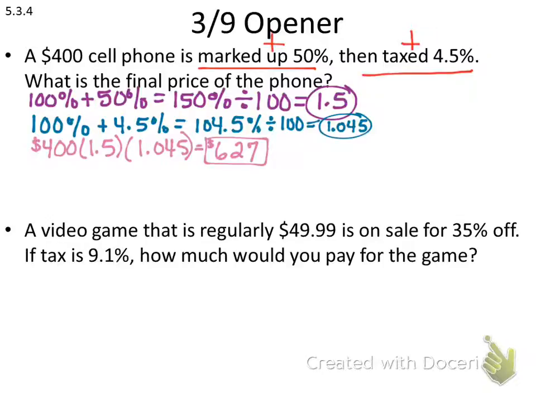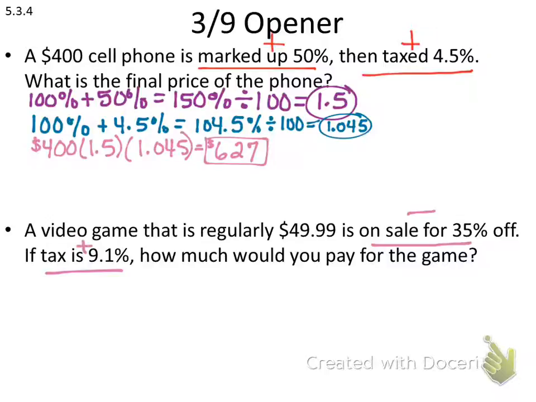Okay, the next one, a video game that is originally $49.99 is on sale for 35% off. If it is taxed at 9.1%, how much would you pay for the game? So again, we're going to end up with two multipliers. Our first percent that we're dealing with, it says it's on sale for 35% off. If it's on sale, is that going to be an increase or a decrease? A decrease. Our second one, if it's taxed at 9.1%, that's going to be an increase.